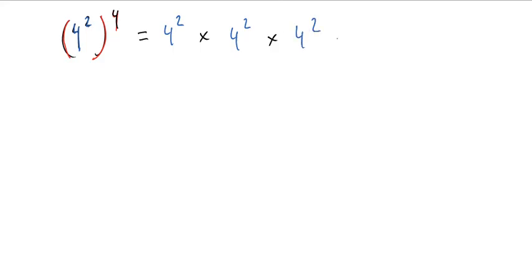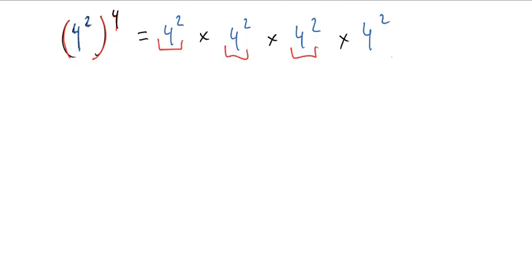Let's take a quick look at this last exercise: 4 to the power of 2, all to the power of 4. Well, it's a bit like our first one. We have 4 to the power of 2, and then we have it all to the power of 4. So we have to do 4 to the power of 2 four times. That would be 4 to the power of 2 times 4 to the power of 2 times 4 to the power of 2 times 4 to the power of 2. We just have it here 4 times.